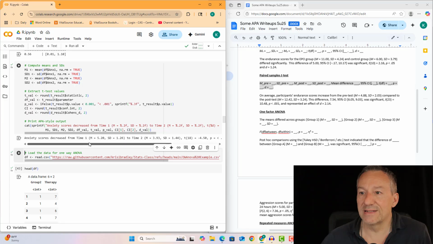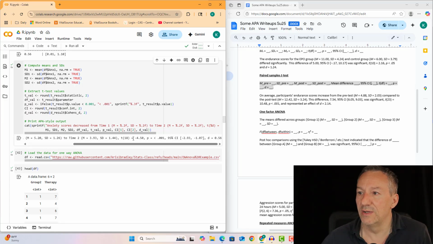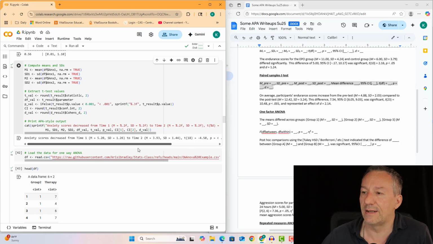But for this, anxiety scores decrease from time 1, our mean, standard deviation, to time 2, our t, our p, our confidence intervals, and the Cohen's d. I mean, it's perfect. You can just take this and copy and paste it over. It's done. Except there's one small thing you would want to do for APA style.